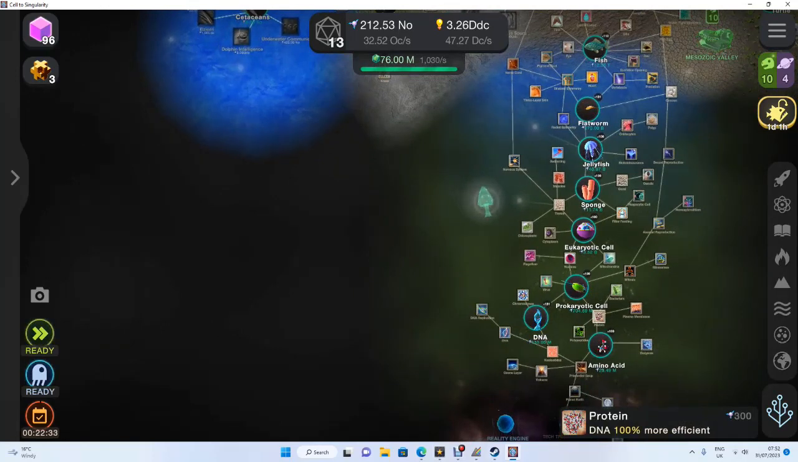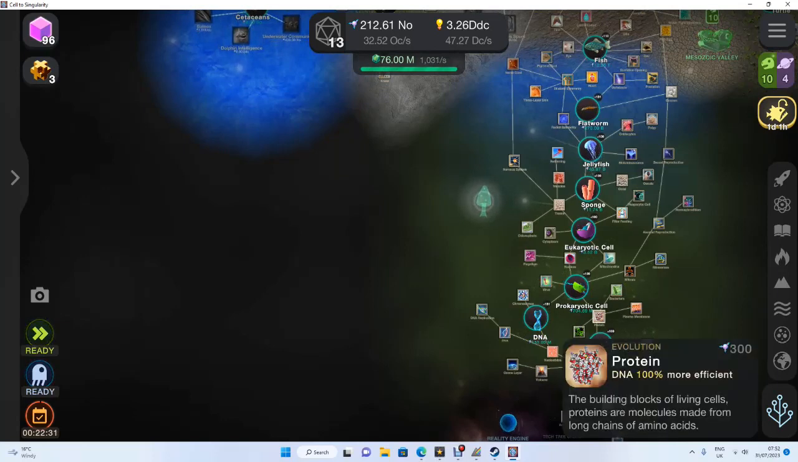I guess protein now. The building blocks of living cells. Proteins are molecules made from long chains of amino acids.